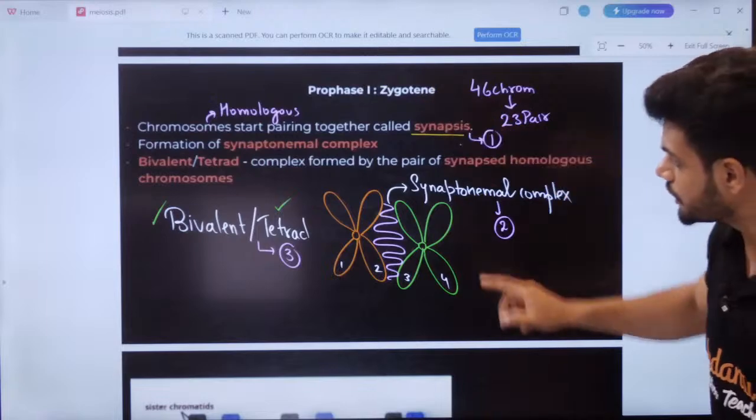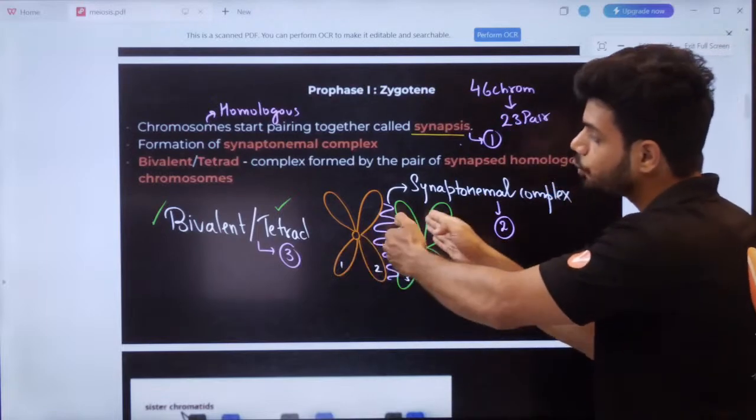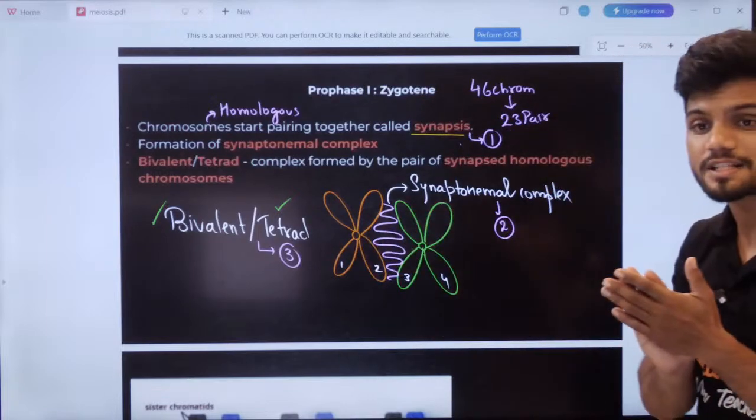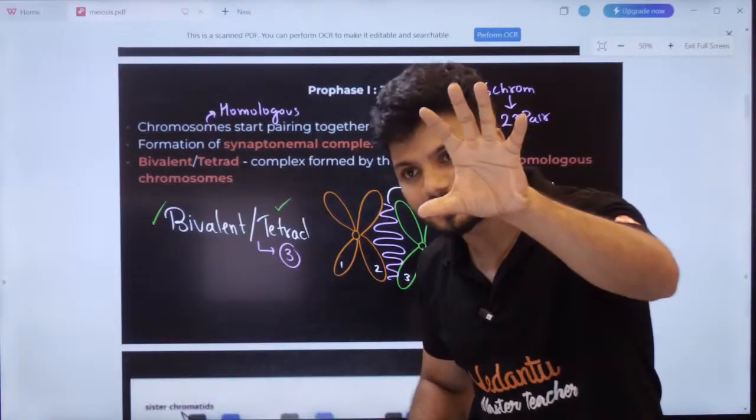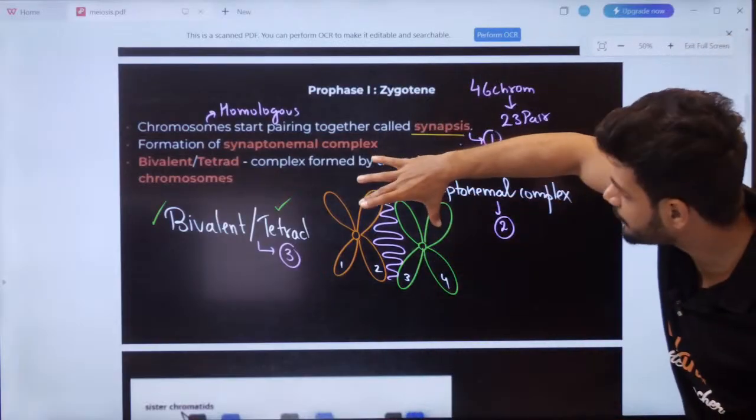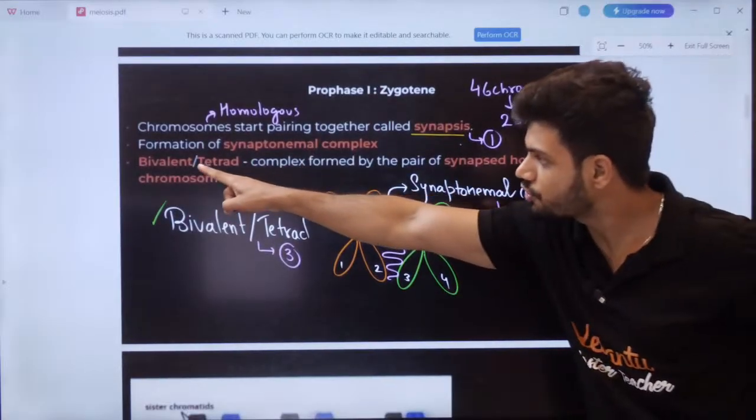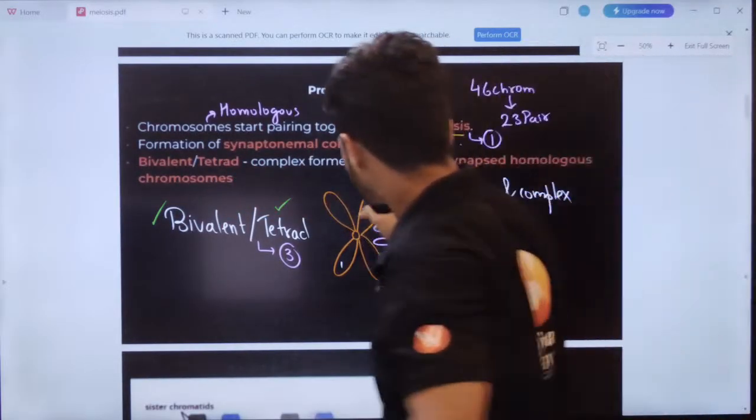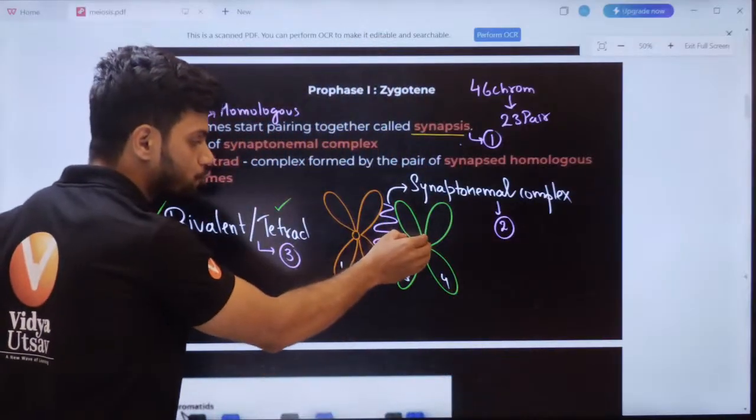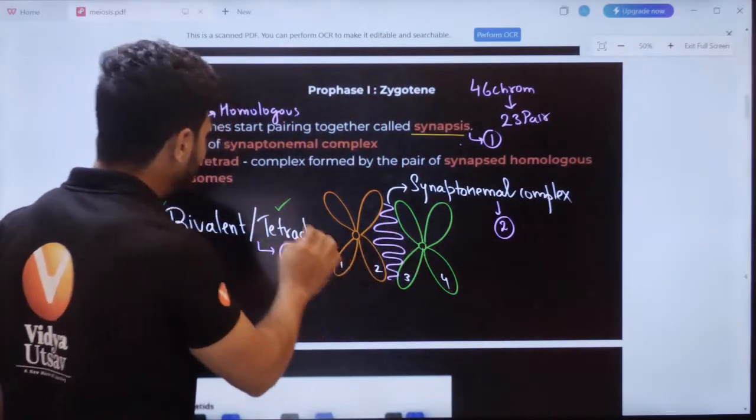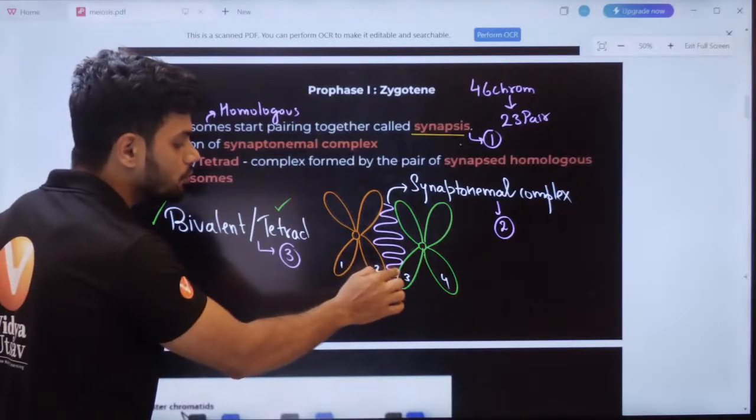In the case of zygotene, two chromosomes are coming together. That is called as what? That is called synapsis. In synapsis, two chromosomes are coming together, and the formation of bivalent to tetrad. This is called bivalent because of two chromosomes or two centromeres. It is called tetrad because of 1, 2, 3, 4.